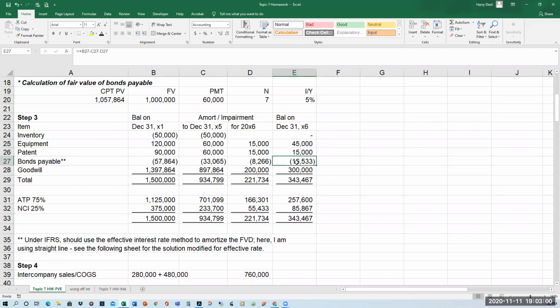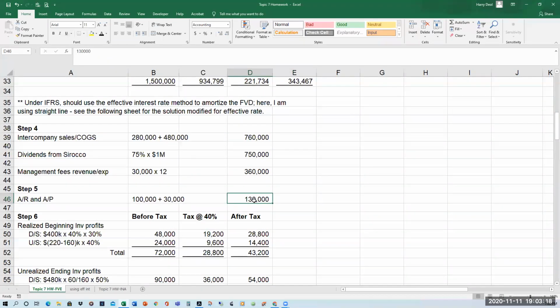$16,533,000 credit for the bonds payable. Well, bonds payable being a liability, when you credit a liability, you end up adding. So add 16,533 to the bonds payable liability. And then goodwill, there's no line there. You need to create a line for the goodwill, $300,000.